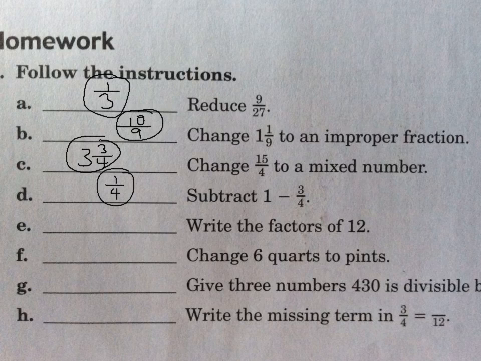It says to write the factors of 12. What are the numbers that go into 12? Well, we know 1 and 12 do. We know that it's even, so we know that 2 does. 2 times what? 2 times 6 is 12. And 3 times 4 is also 12. So our factors for 12 are 1, 2, 3, 4, 6, and 12.